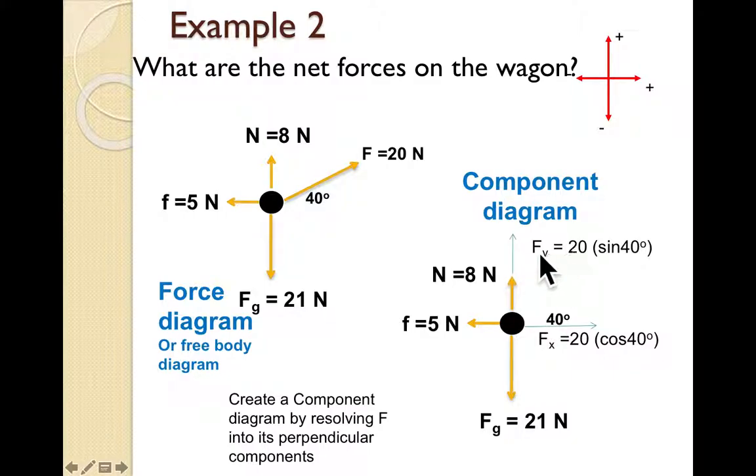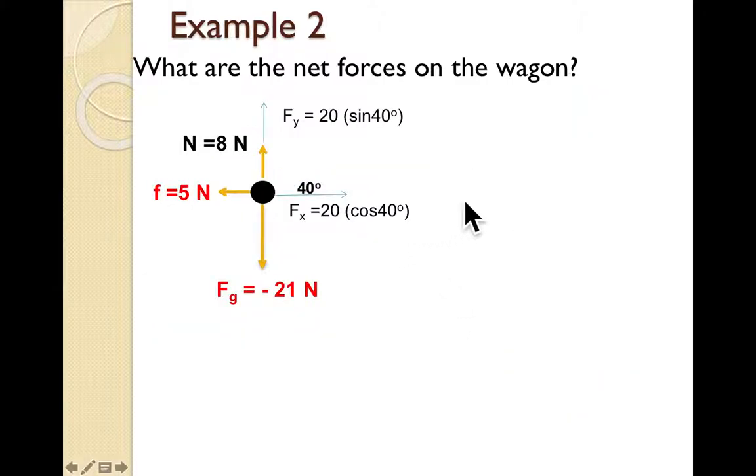The force in the y direction was 20 sine 40, so it's shown in the y direction, and the Fx vector is in the x direction, so it's shown in the opposite direction as this 5 Newton force. So this is a component diagram that now just requires us to do addition and subtraction to resolve it. So let's go ahead and do that. On the next page, we'll look at how we need to go about that.